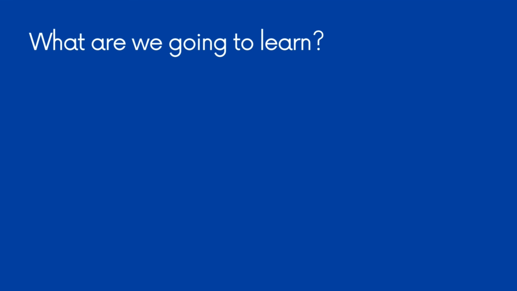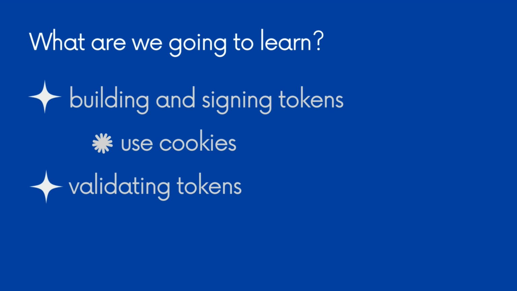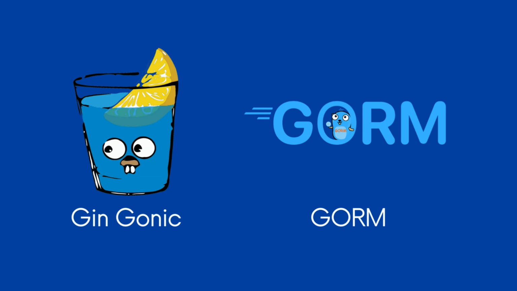In this video, we'll be going to learn quite a few things. To build and sign JWT tokens. Create cookies and use them to send the token to the client. We will learn to validate the tokens as well. We will implement a middleware to validate the token and authenticate an API. In this episode, we will use an app built using Gin Gonic, and we will use GORM to interact with the DB. Let's begin.